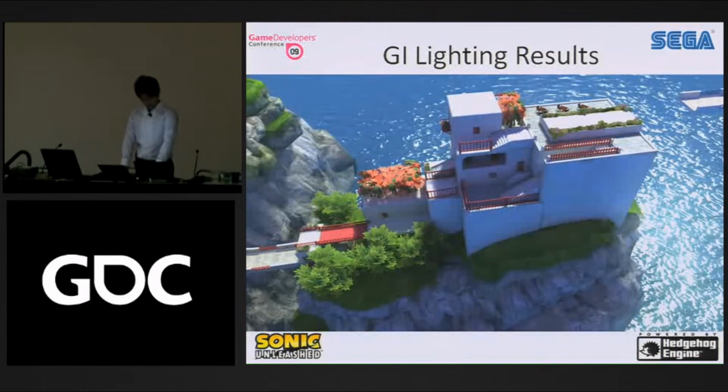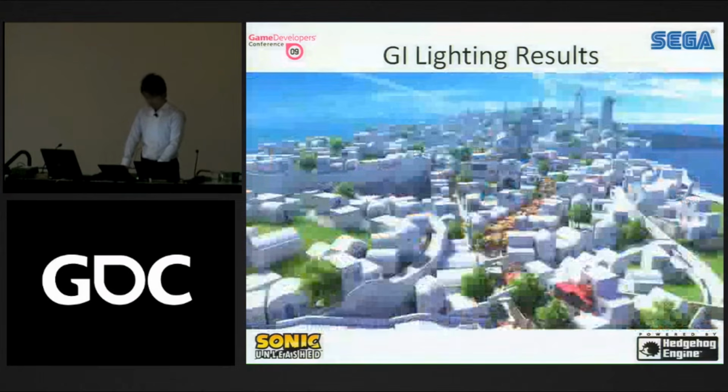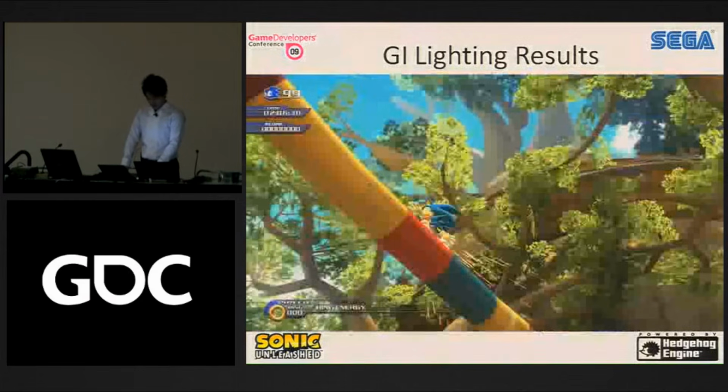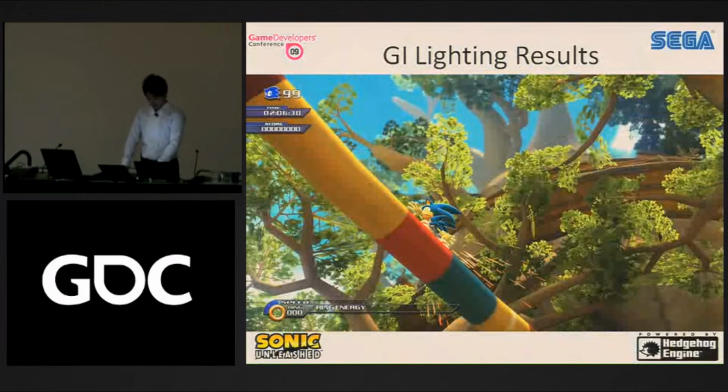Now I'd like to talk about terrain GI lighting results. These are actual game images, like this. As you can see, the red rail reflects the light to the white wall, as you can see here. Like this, and like this.